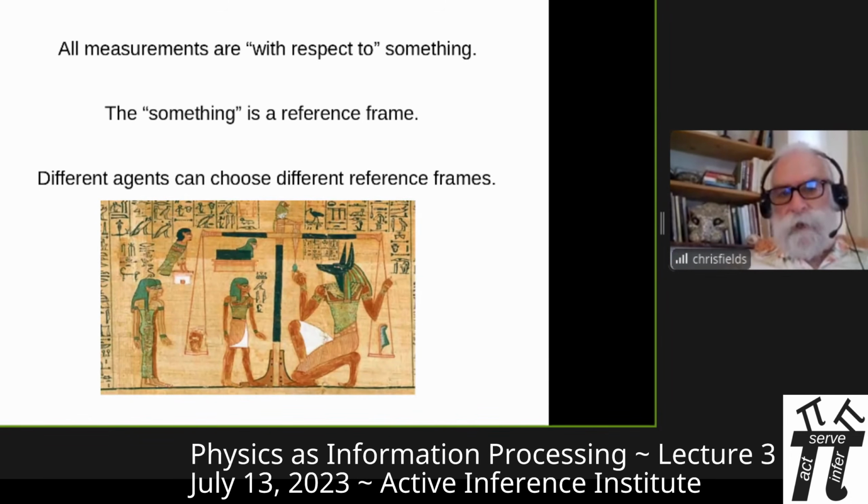Of course, the core idea is that measurements are always with respect to something or other. And the something or other is a reference frame. And different agents can choose different reference frames. And this idea is very old. Here we have a picture of Anubis choosing a feather as the reference frame with which to measure the heart of the pharaoh. So this goes back to well before the Common Era. This is about 2000 BCE. So this is a very old idea that's been elaborated over the centuries as science has developed.